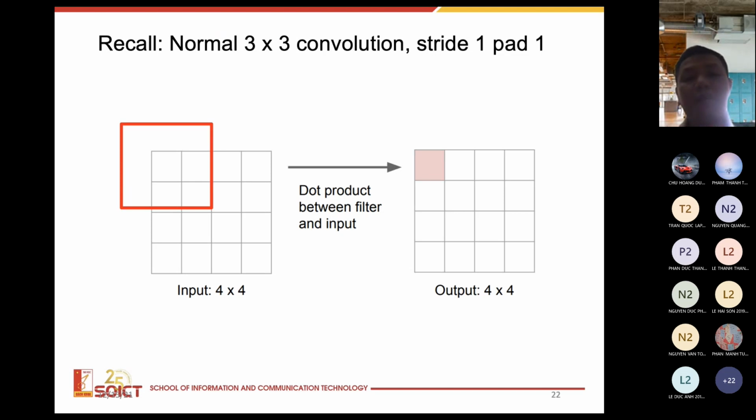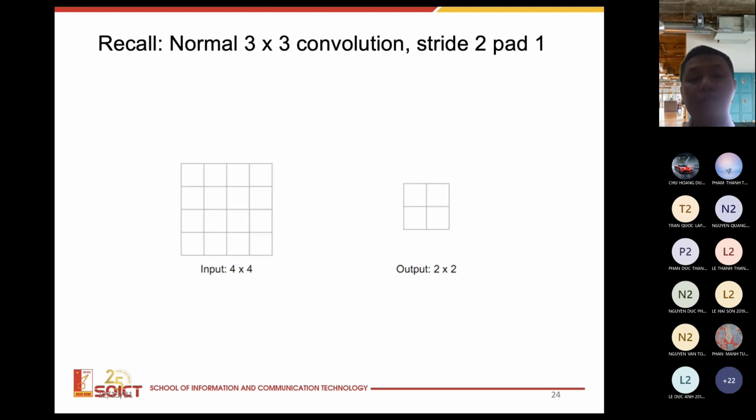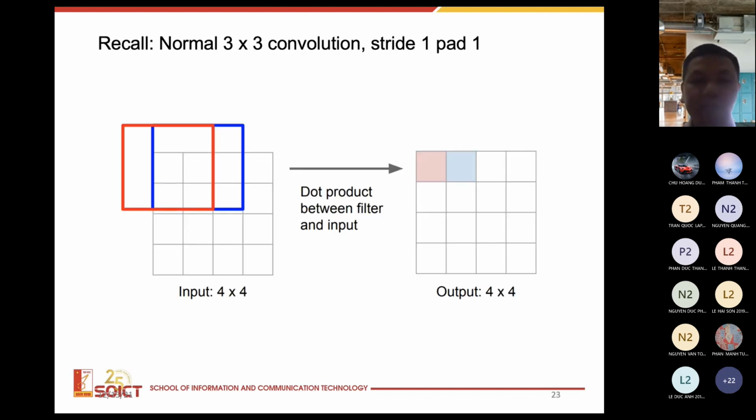The way we do the normal convolution is that we apply the filter at a specific location, and then we do a dot product between the filter and the input. Then we calculate the value at the corresponding location in the output activation map, and then we move the window and do it again.